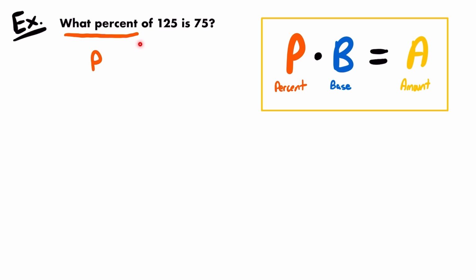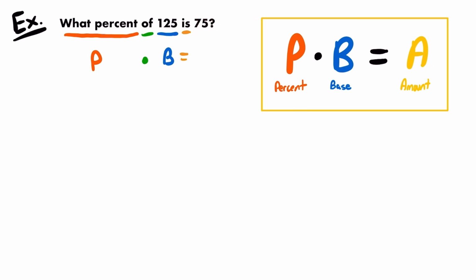Now after that, we have the word of, and that word translates to the operation of multiplication. So we have P multiplied by 125, which will be the base. The base, or the whole number, will always come after the word of. All right, so that 125, the value that comes after the word of, is our value of B. And then after that, we have the word is, which translates to an equal sign. So we have P times B is equal to 75.